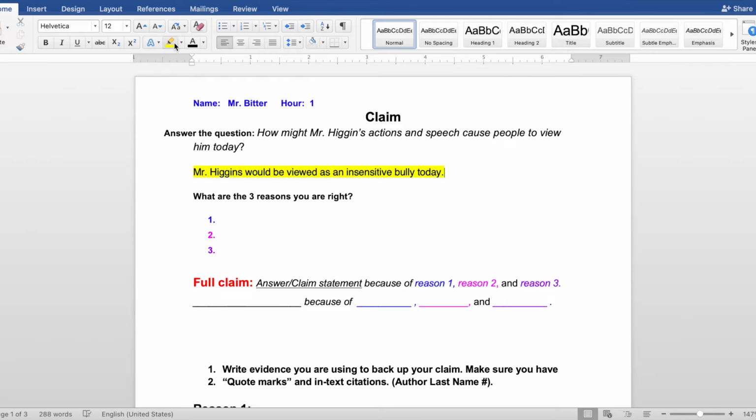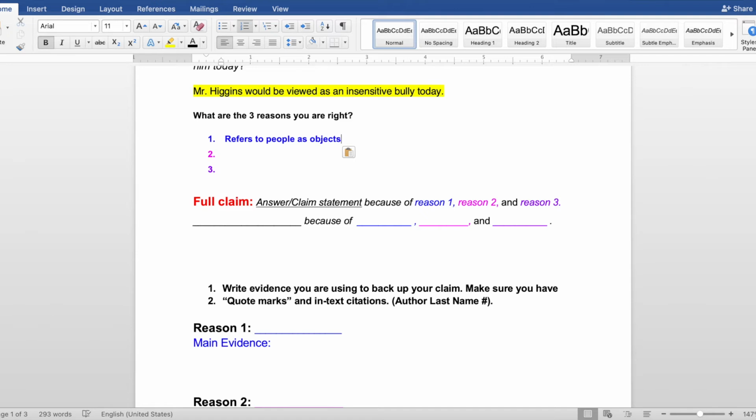So now that we can see the answer, we need to think, what are some reasons why he's an insensitive bully? Because we're saying he's a bully, and he's insensitive in that respect, but why? So when we do a claim, we answer the question, and then we have to come up with some reasons why we think that is the case. That way we can prove and show the reasons that we're correct. So I have three distinct reasons. One of my reasons is that he refers to people as objects. That is one reason why I think he's a bully, because bullies don't see people as people a lot, but they see people as just things that they can push around sometimes.